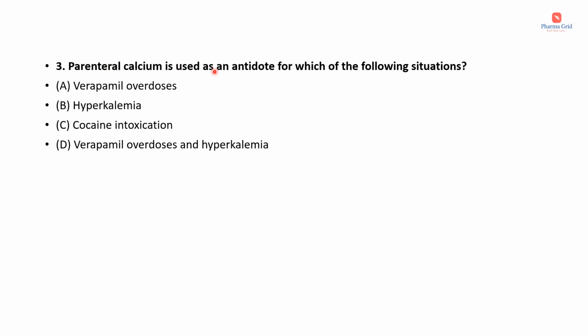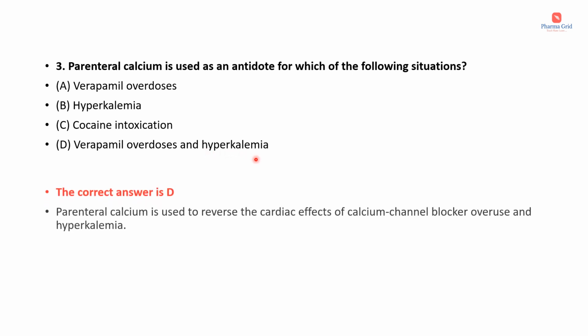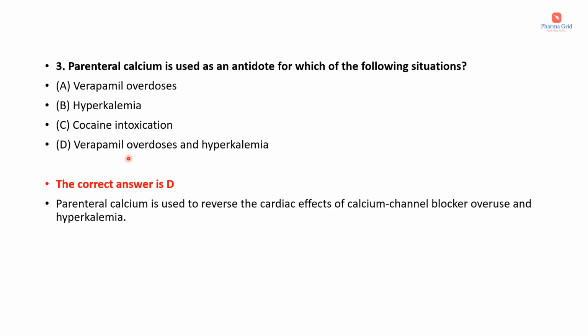Parenteral calcium is used as an antidote for which of the following situations? Options are verapamil overdoses, hyperkalemia, cocaine intoxication, verapamil overdoses and hyperkalemia. Correct answer is option D, that is verapamil overdoses and hyperkalemia. Verapamil is a calcium channel blocker. Parenteral calcium is used to reverse the cardiac effects of calcium channel blocker overuse and hyperkalemia.